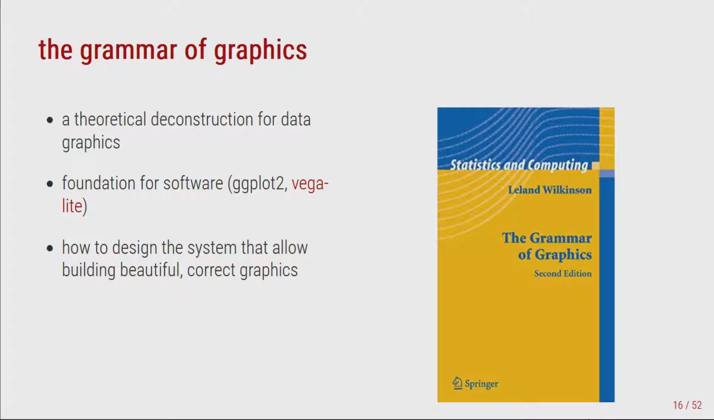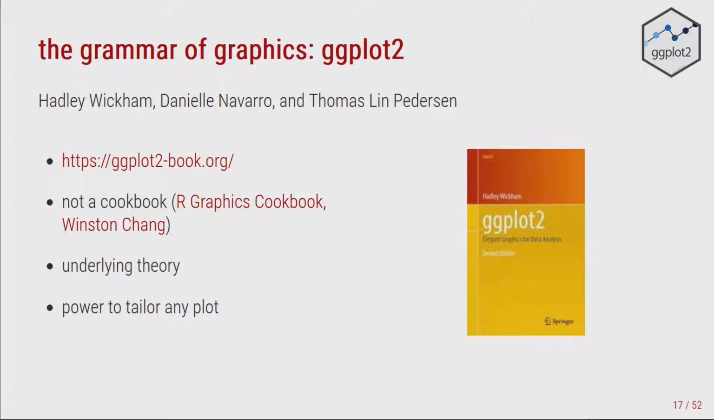This book has a theoretical deconstruction of data graphics. So it's the foundation. We don't need to read this book to use ggplot, but ggplot was based on this theory. And it's the foundation for software, not only ggplot. Vega-Lite is an application for doing graphics as well, also based on the same grammar. It defines how to design a system that will allow us to build nice graphics. And the name ggplot, gg, stands for Grammar of Graphics. So it was completely based on this idea, adapted, because not everything that is there is in ggplot.